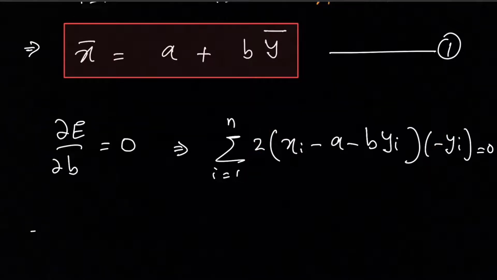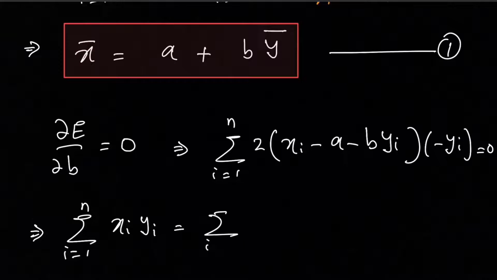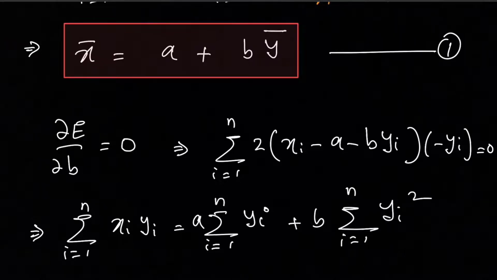so let's just open the brackets. Summation i is equal to 1 to n. I'm doing both of the things in one step, so multiplying this yi inside and then opening this summation. So it would become summation xi yi, and taking all the other things on the other side, it would become equal to summation i is equal to 1 to n a times yi plus b times summation i is equal to 1 to n yi square. Okay.